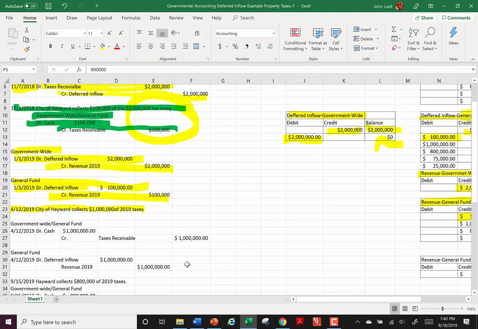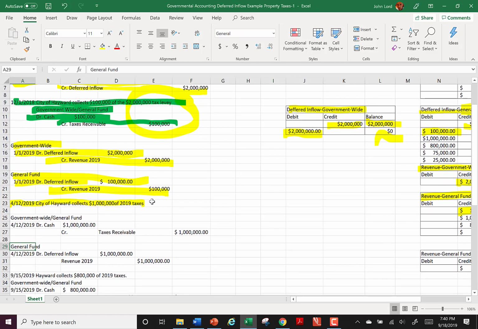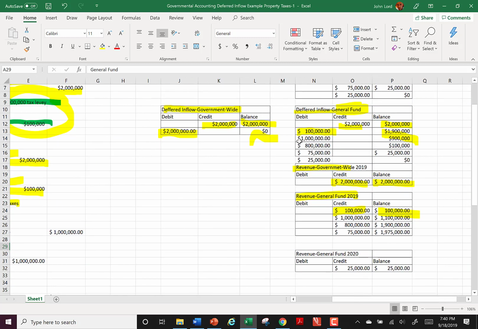But now what? We don't have to do anything at the government-wide level because we've already taken the revenue because we started 2019 now in this example, right? But at the fund level, because we've collected some more, take some out of deferred inflow and put it into revenue, right? Now I have the debit to deferred inflow for $1 million. There's still 900,000 out there that I haven't collected yet that I'm keeping in deferred inflow, and I can go ahead and take another $1 million of revenue here, right?